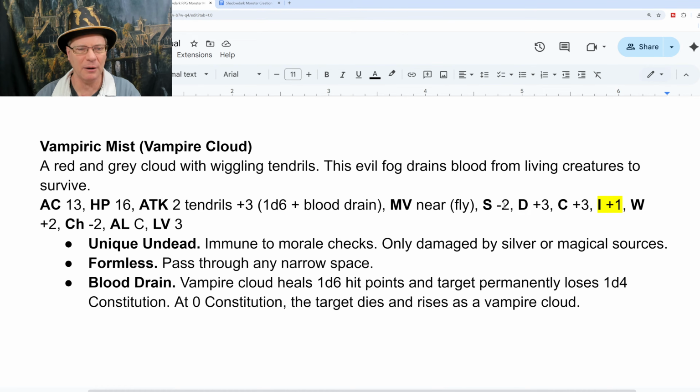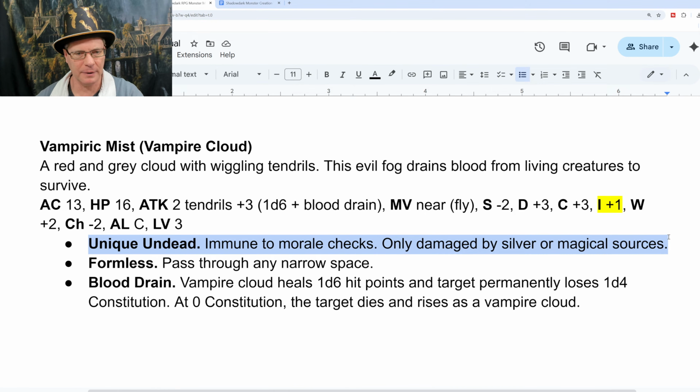Okay? All right, so now I needed to have a look at how to form this creature into something that made sense as a Vampiric Mist based on AD&D, Shadowdark's Vampire, and the 5e version. In the end, I decided that the best way to structure this was 3 different abilities. The first one being unique undead. So immune to morale check, so it won't run away. Okay? A morale check will not work. It will fight until it's destroyed.